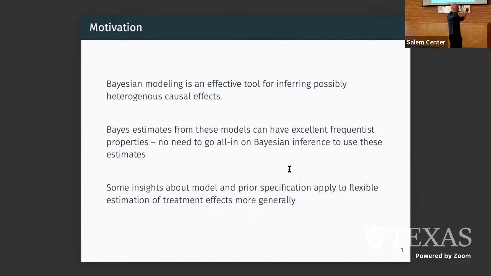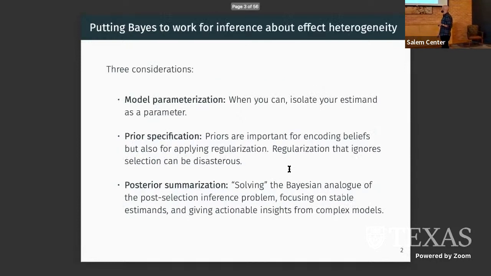Again, Bayesian modeling is really effective for estimating heterogeneous treatment effects. Like I pointed out, Bayes estimates from these models actually have really good frequentist operating characteristics. We spent a lot of time validating that in simulations. I'm not necessarily a frequentist statistician myself, but I do recommend methods for people to use over and over again, in which case we want them to have good frequentist performance. And that's true of the methods we're going to talk about today.